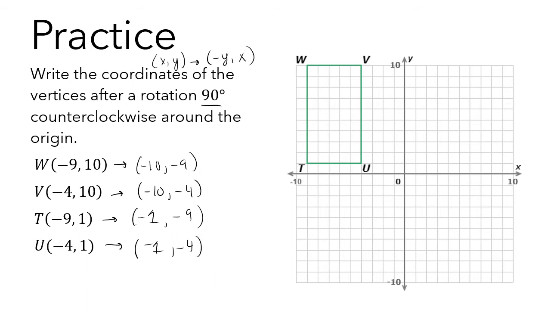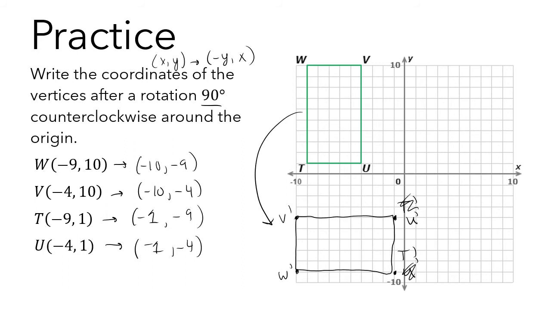Now we can graph each of these new points. Negative 10, negative 9 is going to be right here. Negative 10, negative 4 is going to be right here. Negative 1, negative 9 is going to be right here. And negative 1, negative 4 is going to be right here. So this is our shape after rotation, where this is W prime, V prime, T prime, and U prime. Oh, I did those backwards. T prime and U prime. So you can see the shape rotated that way.